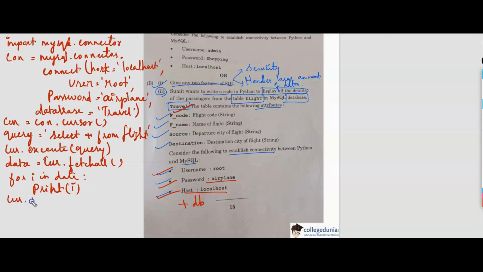cur.close. Finally, we are going to close the connection object: con.close. We should close all those things, which is very important. These are the things you should write in this question. Hope you all understand this question. If you have any doubts about MySQL connectivity with Python, you can go and watch the videos which I have previously uploaded, linked in the text box.